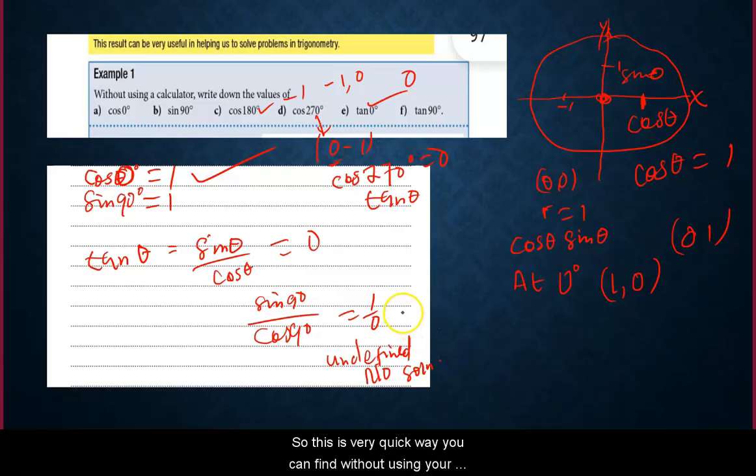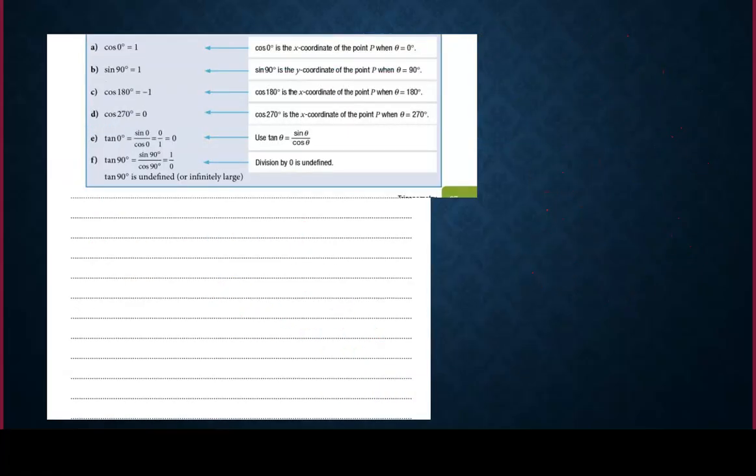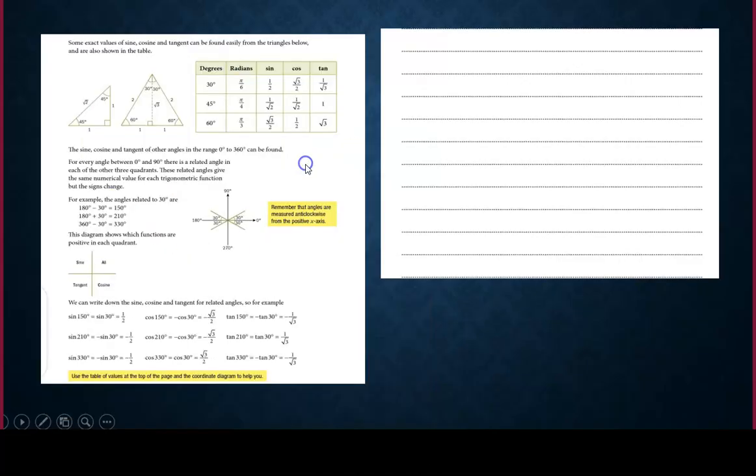So this is a very quick way you can find, without using your calculator, the values of sine 0 and the others. I know most of you will still use your calculator. You can confirm your answers with your calculator, but make sure you solve it without using your calculator. So you can check the answers here and be sure they are correct.